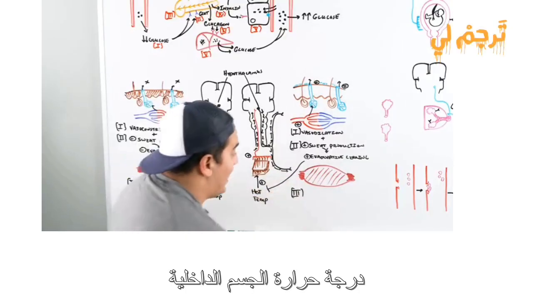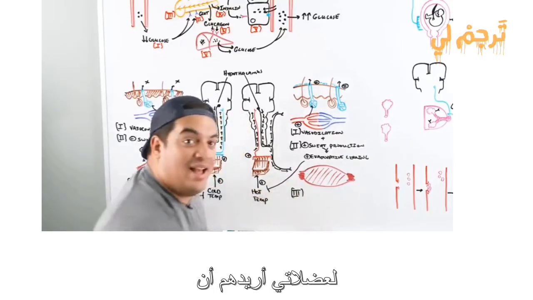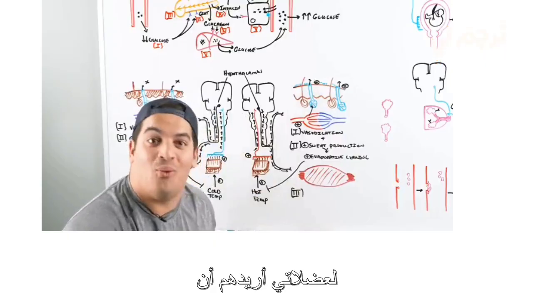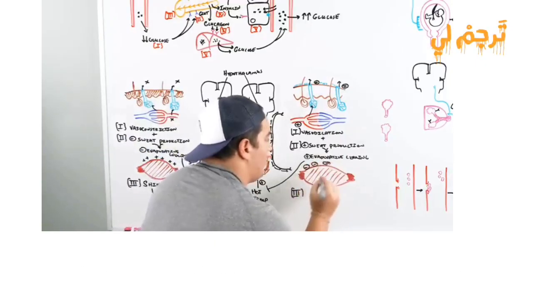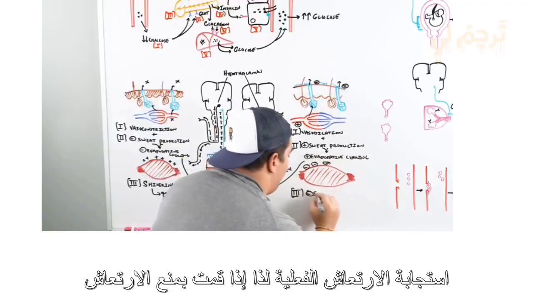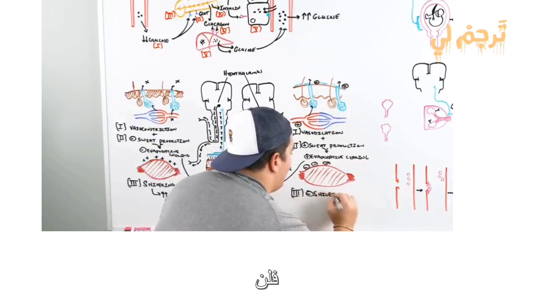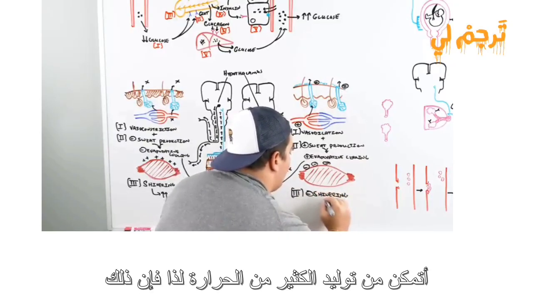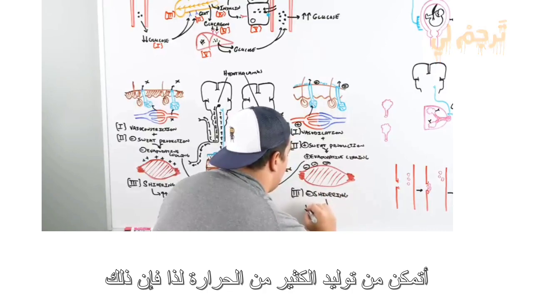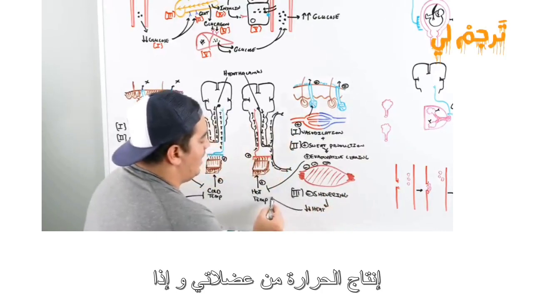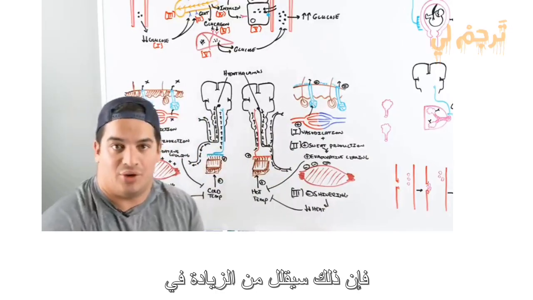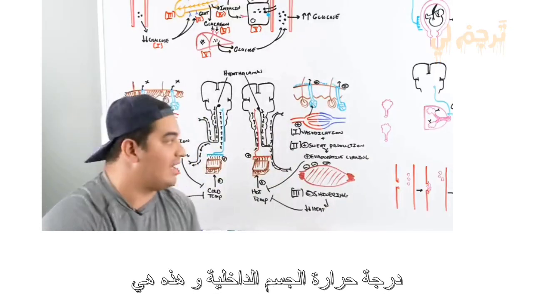Same concept, what am I going to do to my muscles? Do I want them to shiver now to generate heat? No, I don't want them to shiver. So I'm going to inhibit the actual shivering response. If I inhibit shivering, I won't be able to generate a lot of heat. So then that'll do what? That'll decrease the heat production from my muscles. And if I decrease the heat production, that'll decrease the increase in the internal body temperature. And that's the counteractive response.